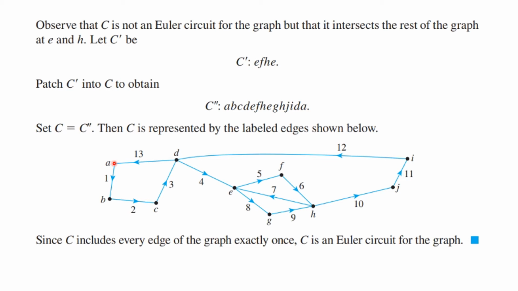Every edge is traveled once and every vertex is visited. We go 1, 2, 3, 4, 5, 6, 7, 8, 9, 10, 11, 12, 13. So that is the construction that you can do to construct one once you've verified that in fact it exists.